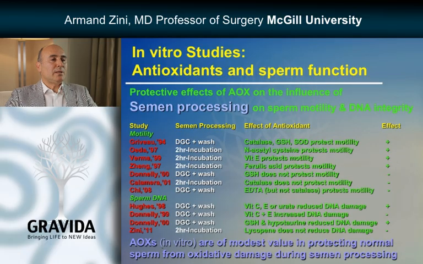What about semen processing? A number of studies have looked at the role of antioxidants in semen processing on sperm motility and sperm DNA integrity, and here the data are somewhat mixed. When you incubate spermatozoa with antioxidant with a gentle semen processing procedure or incubation, some studies support the use of antioxidants, others do not. So antioxidants in vitro are of modest value in protecting sperm, at least normal sperm, from oxidative damage during semen processing.